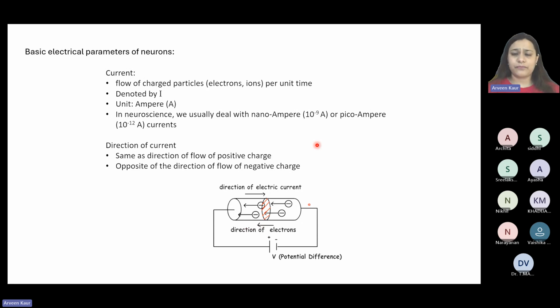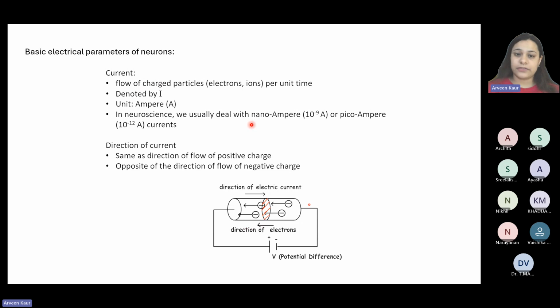So when we talk about current, what is current? It is basically the flow of charged particles, right? What are these charged particles? They are electrons. And the flow of these charged particles per unit time corresponds to current. It is denoted by the symbol I, and the unit of current is amperes, right? In neuroscience, we usually deal with currents in the order of nanoamperes and picoamperes, that is 10 raised to power minus 9 ampere or 10 raised to power minus 12 ampere, right?